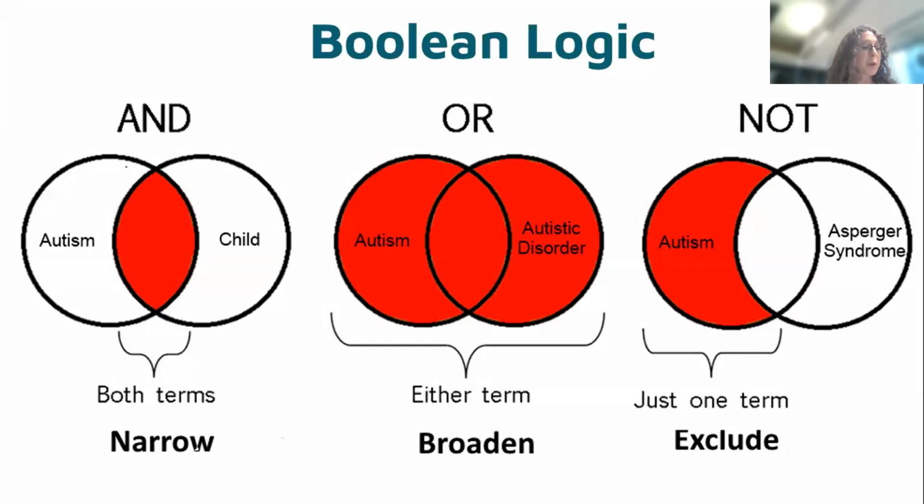So the first I'm going to talk about is Boolean Logic. So this is the essential tool in your toolkit. It allows you to narrow, broaden, or exclude items from your search. If you're using AND, it's going to narrow your search because you're asking the database to look for those two words, so autism and child in your records, and both terms have to come back. You can broaden your search with OR, so you're asking it to look for either term, autism or autistic disorder, and it'll widen your search.